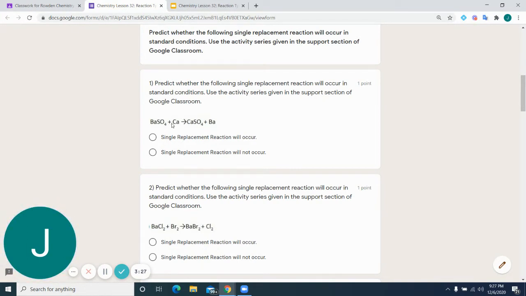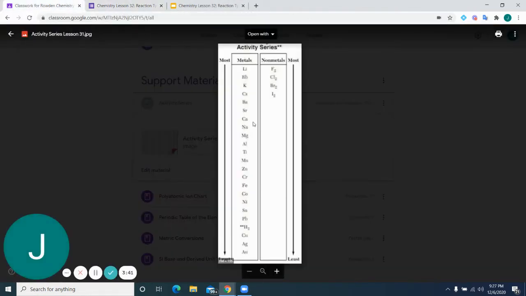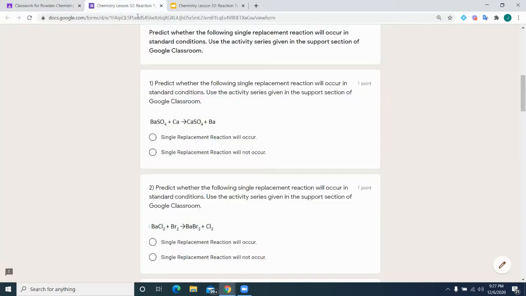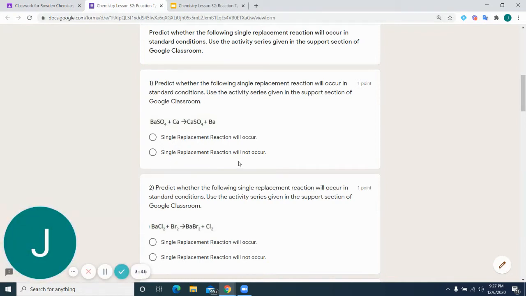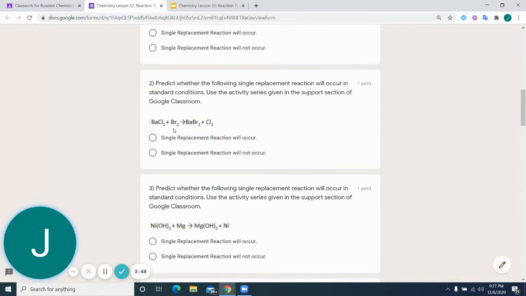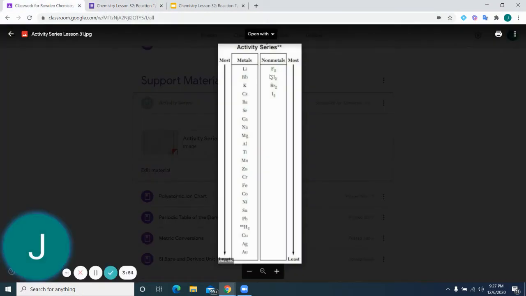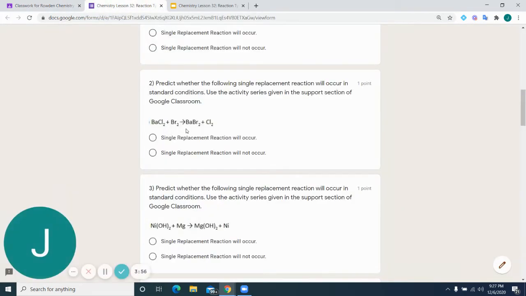Okay, first off, we have calcium competing with barium. Does calcium kick out barium? You see Ca is alone, now Ba is alone. What we're doing for these, we're deciding if they will happen. Can calcium beat barium? Here's calcium, barium is above it. So no, that will not happen, will not occur. Okay, Br, and now Cl is kicked out. Does Br kick out Cl? Does bromine beat chlorine? The answer is no.